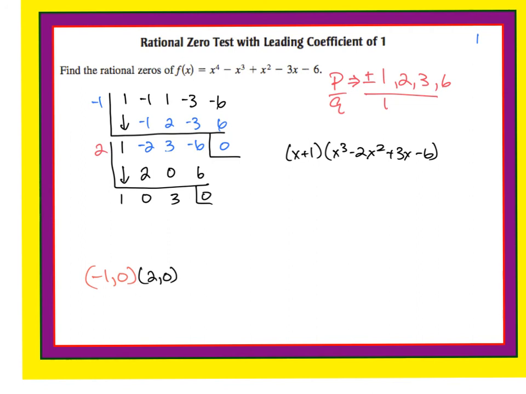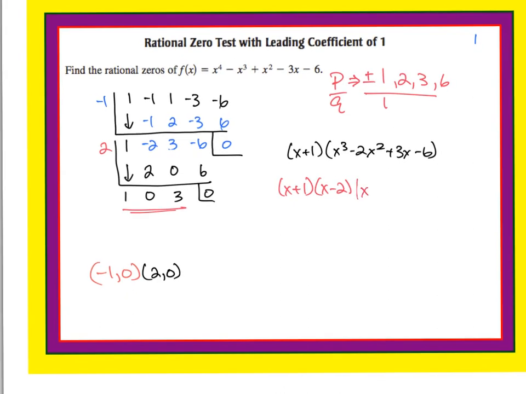All right, here we go. So then I end up having x plus 1, and then that would actually be x minus 2. And then what's this part? This 1 0 3 thing, that actually is x squared plus 3. Now, what's this one asking for? Find all the rational zeros. Is this going to give me a rational 0? That is not going to give me a rational 0, so I'm kind of done right there.